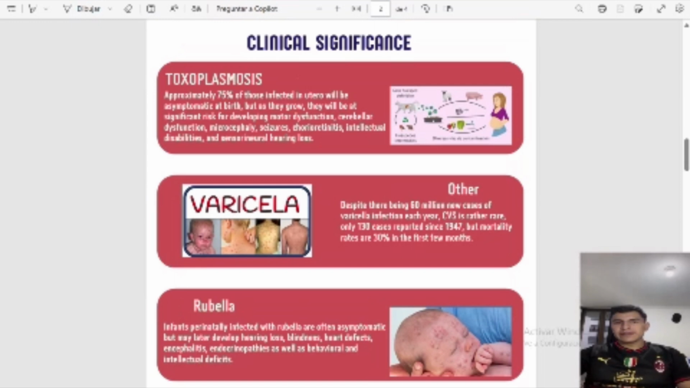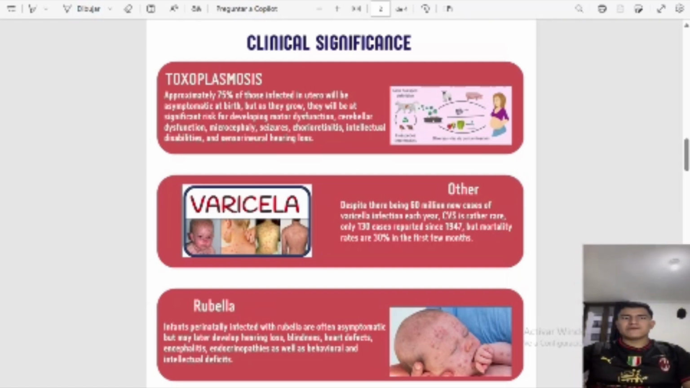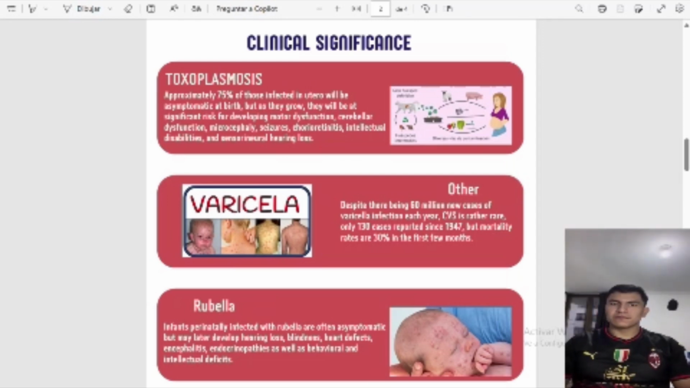Chickenpox. At a rare rate, it causes congenital varicella syndrome: skin lesions, limb hypoplasia, and neurological anomalies, with a mortality of 13% in the first month. Rubella. Infection in the first trimester has the highest risk of causing congenital rubella syndrome, which includes defective eyes, heart defects, central nervous system damage, and hepatosplenomegaly. Up to 85% of the babies born to mothers infected in the first trimester develop CRS.